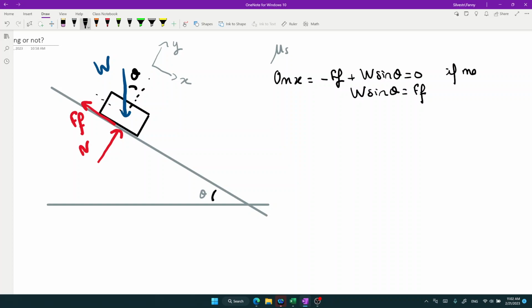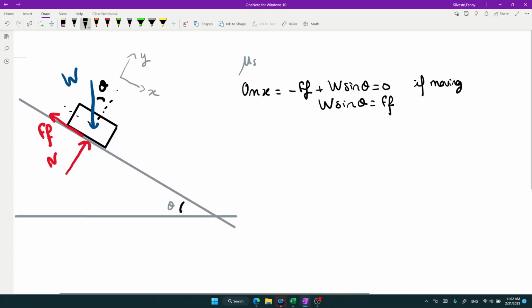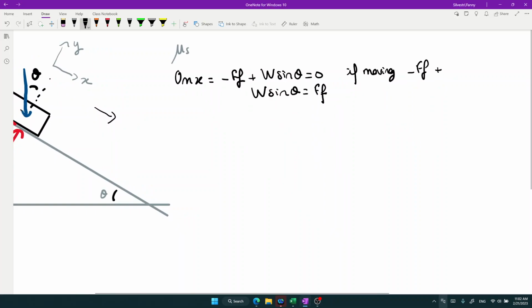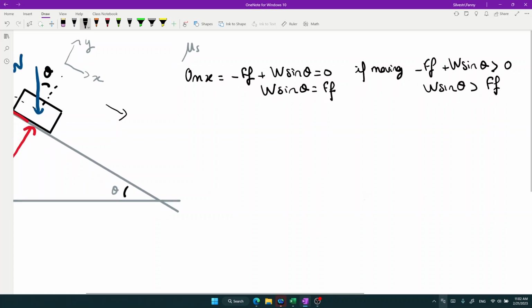If it's moving, we will have an acceleration in that direction, so we will have minus F_f plus W sine theta that is more than 0. So we will have W sine theta that is more than the force of friction. The force of friction cannot balance the weight times sine theta anymore.